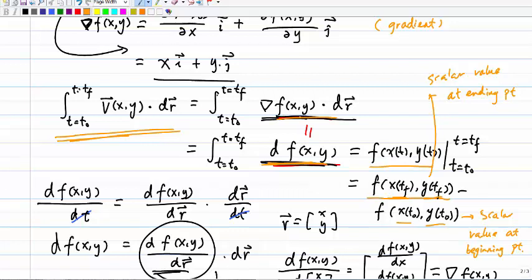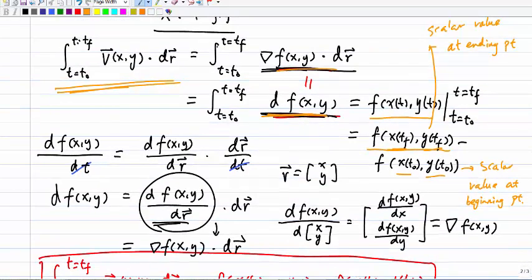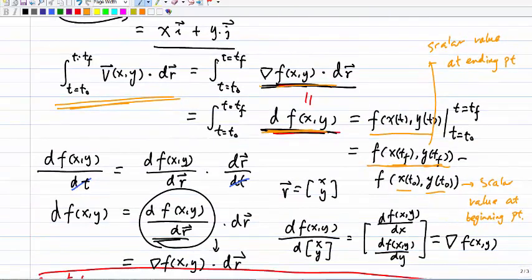Why is the gradient of this equal to this one? I have put all the calculation over here. df(x,y) over dt you can consider as df over dr times dr over dt. This is just given by the gradient, and this is dr. If we move the dr over here, this is given by the gradient. That's why the gradient times dr is d of f(x,y). This comes from my analysis over here, showing why that's equal.